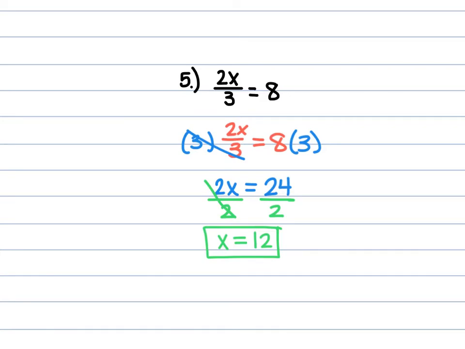We could have also multiplied each side by 3 over 2, which is the reciprocal of that 2 over 3. Remember, 2x over 3 is the same thing as 2/3 times x. So again, we could have also multiplied each side by the reciprocal of 2/3, which is 3 over 2.